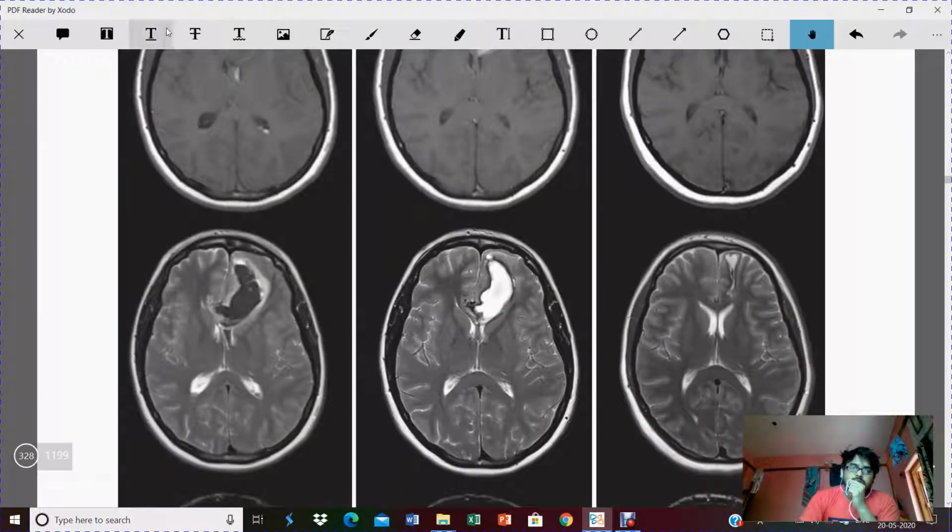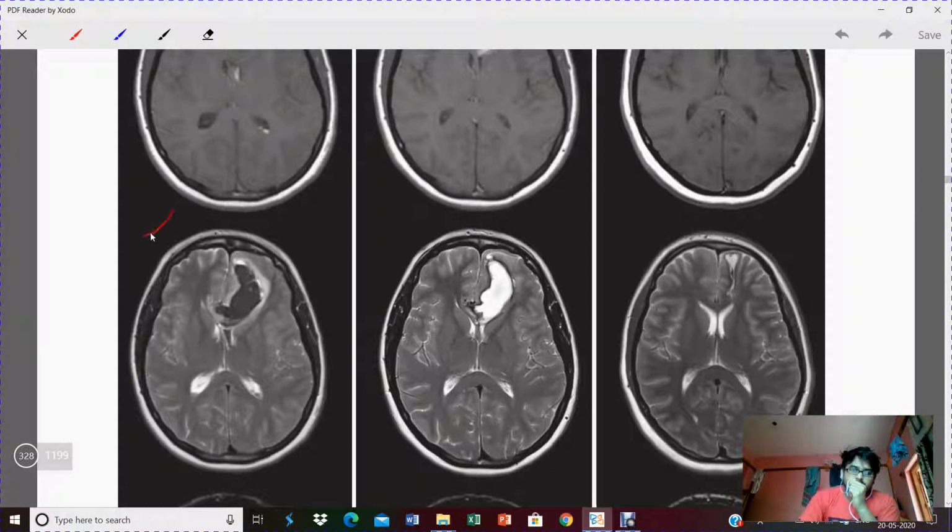Now we will see the T2 pictures. This one is T2, this one also T2, this one is also T2. In T2, we see this lesion. This lesion is hypointense. So hypointense is not seen in the hyperacute state. In the hyperacute state we see either isointense or hyperintense. But when the oxygen is removed from hemoglobin, it produces the hypointense. So it is the acute stage.